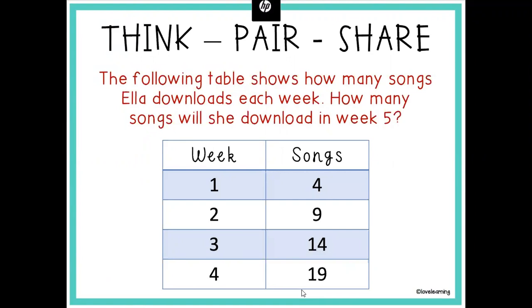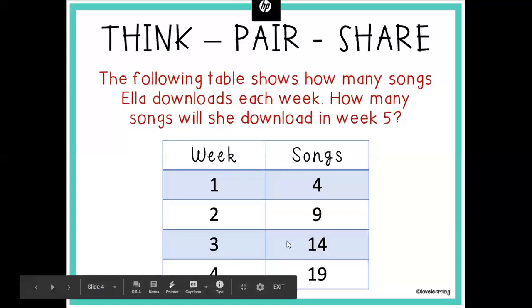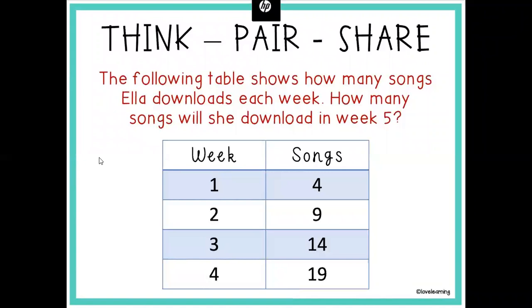Okay, so when I look at this table, I see that there's a column for week and I see there's a column for songs. So when I look at the week column, I see that it goes 1, 2, 3, 4. And I see that it increases by 1 each time. Okay, so I can identify that the pattern for weeks is that it's increasing by 1.